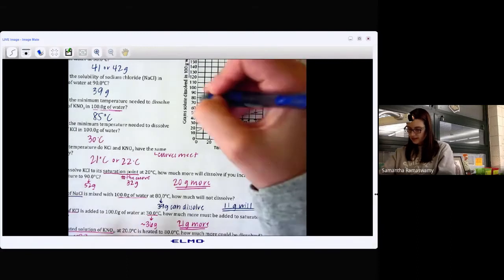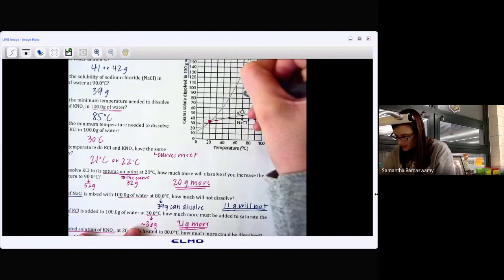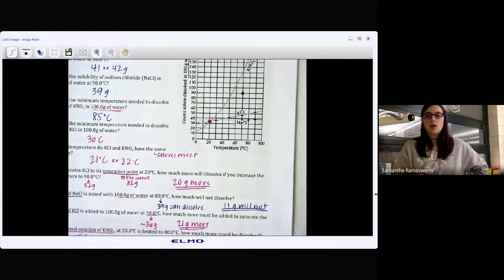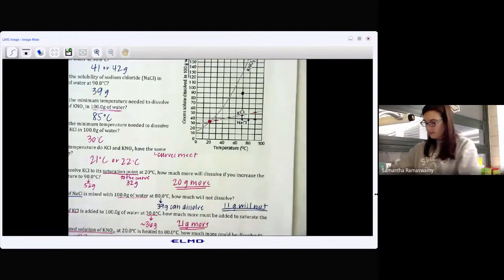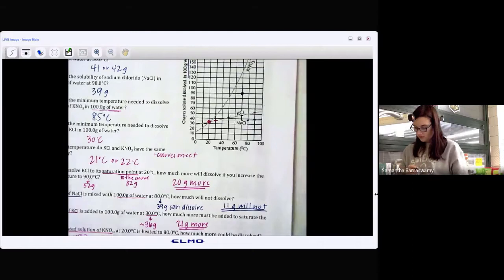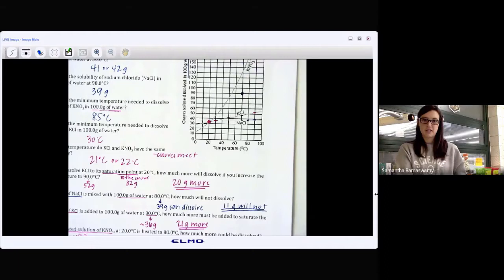So I'm going to find 90 grams, 70 degrees Celsius, and I'm going to put a dot on the curve. Now you are comparing this dot to the KCl line. So really this question should say classify as supersaturated, saturated, or unsaturated.